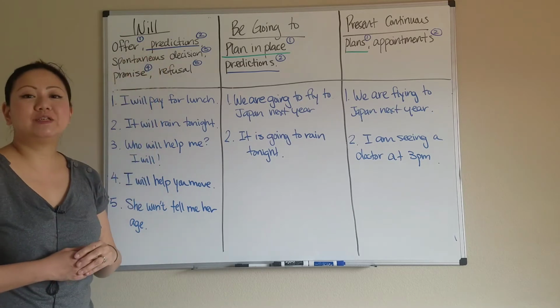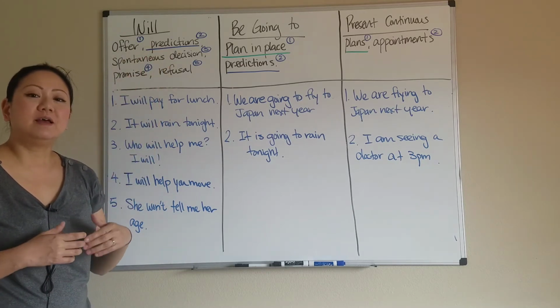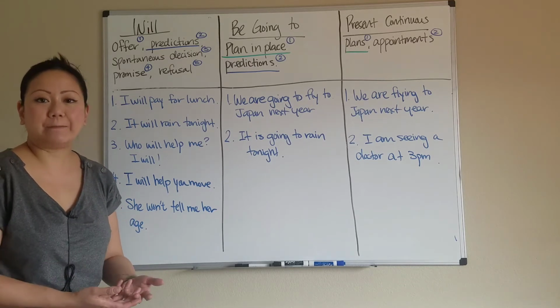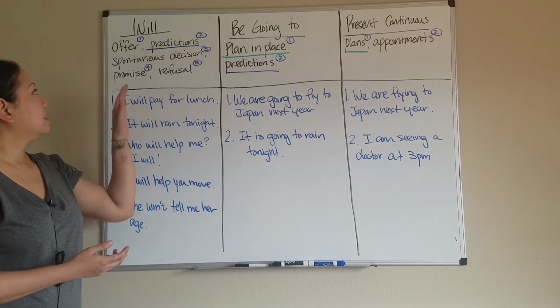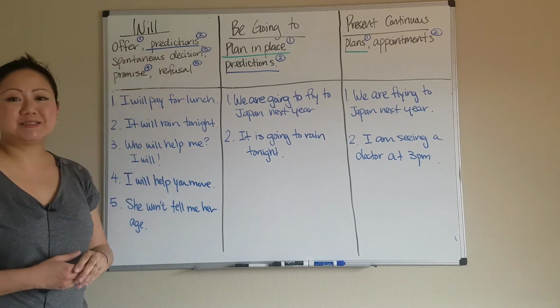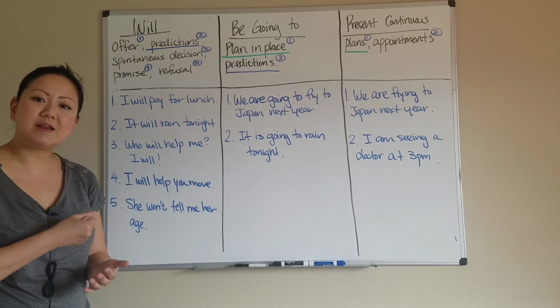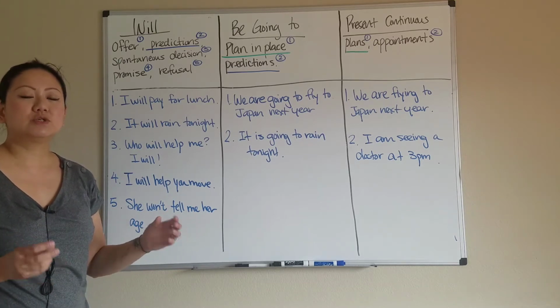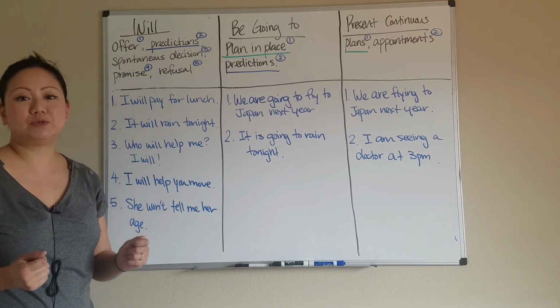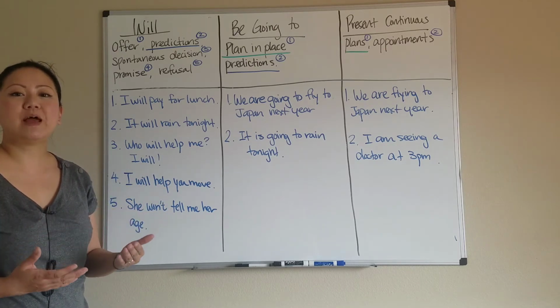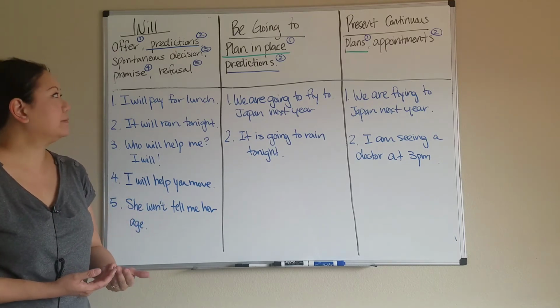Second is with predictions. Prediction meaning is a guess or predict or what you think it's going to happen in the future. And third is spontaneous decision. That's just a big word meaning a decision made right now without any plan. So suddenly you want to do something. Okay, I will go. Okay, I will help you. Okay, so there's no planning and you just want to do something.